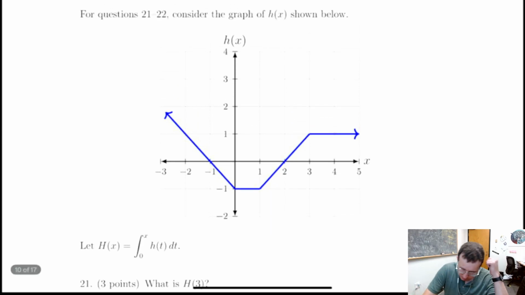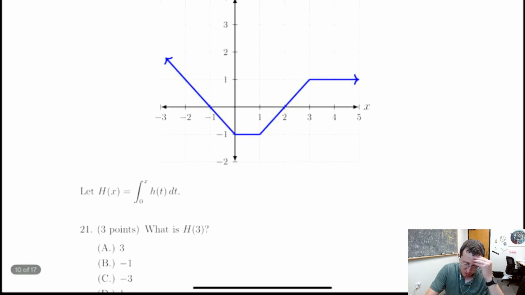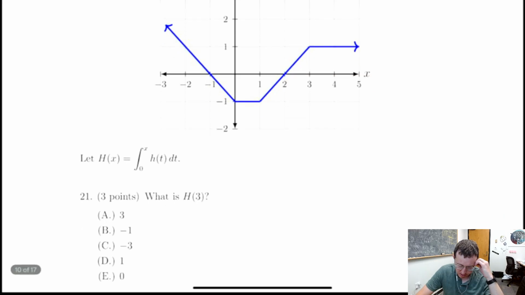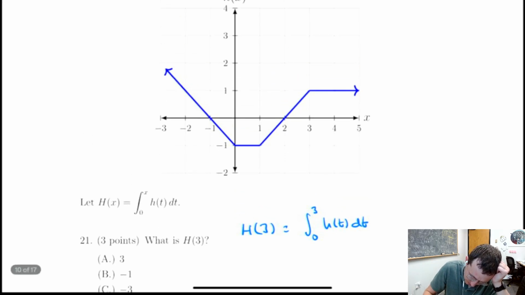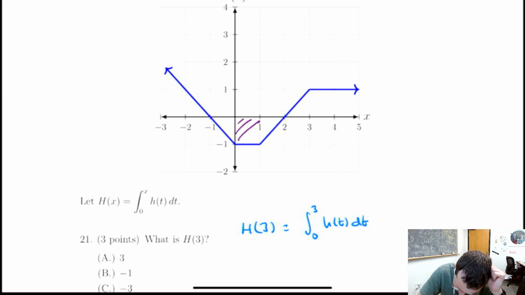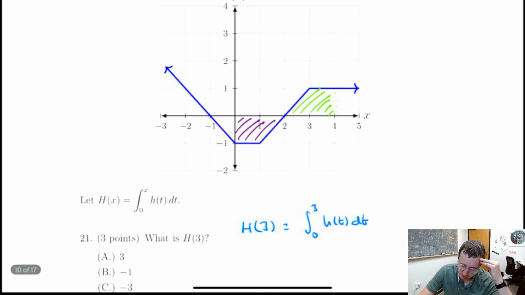Okay, we are looking at the graph of lowercase h, and we're going to be thinking about the function uppercase H, which is the accumulation function of lowercase h. So what is capital H of 3? If I just write out the definition, it is the integral from 0 to 3 of h of t dt. So it's all of this area, but negative, and all of this area, which counts as positive, makes a positive contribution to the integral.